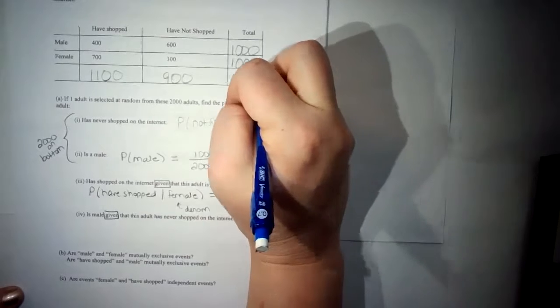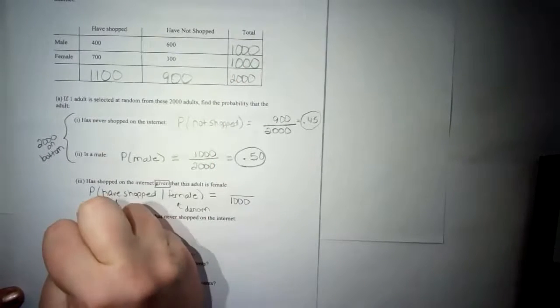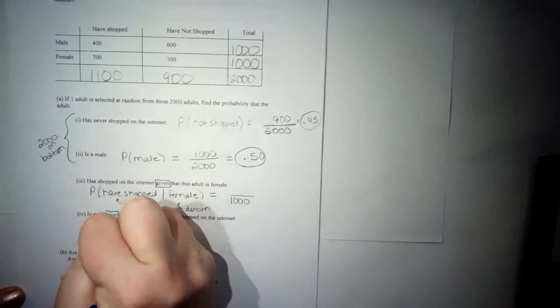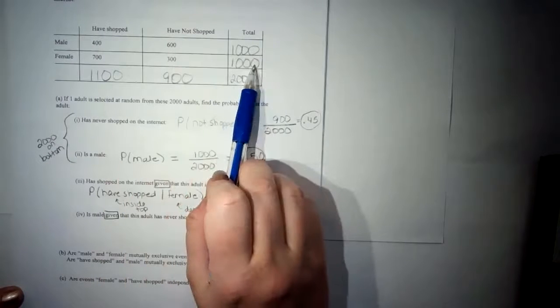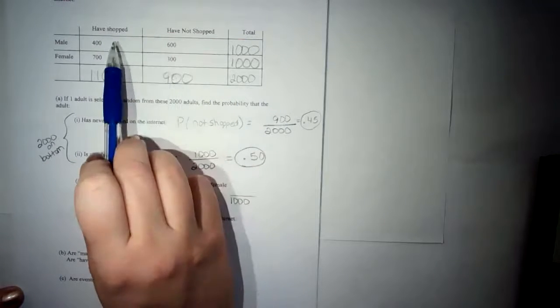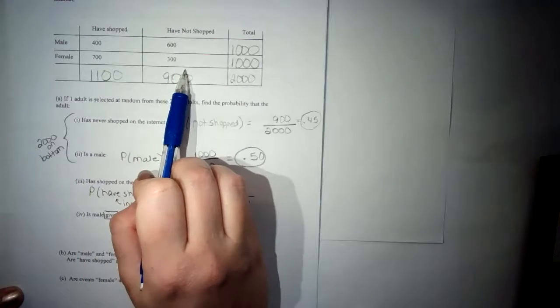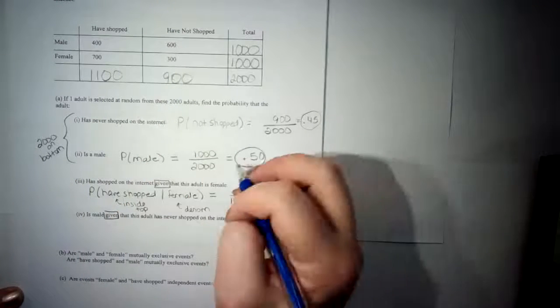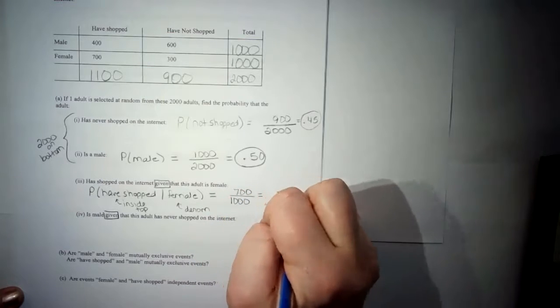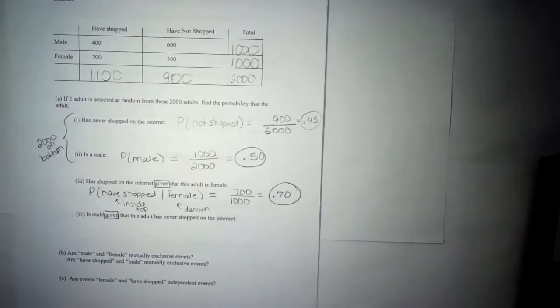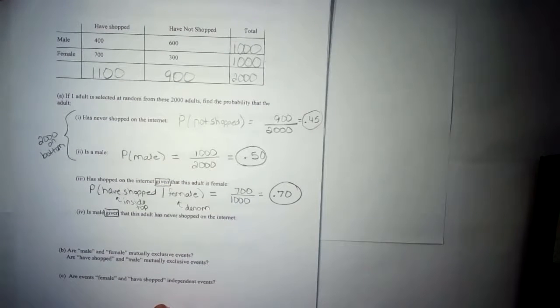All right, now to find the top, I have to go inside to find the top. Okay, so I'm looking at just the female row because that's the total that I use. So I only have two options. I have shopped for 700, have not shopped for 300. This is have shopped, 700. Okay, and you get 0.70. Pretty good. All right, let's try one more of these then. I can't really move it up anymore, but that's good enough.